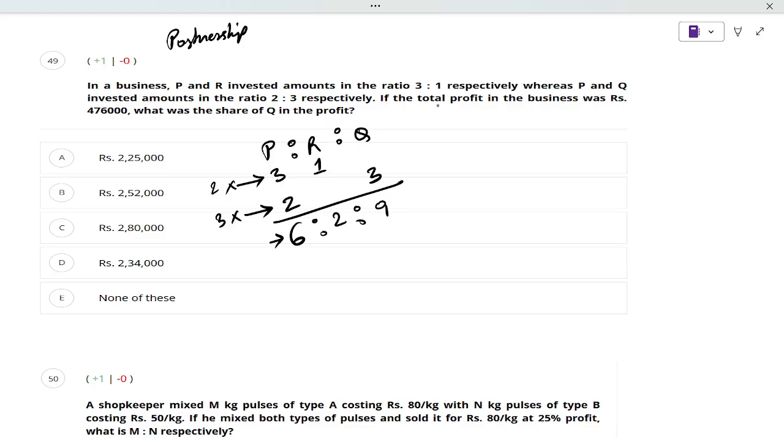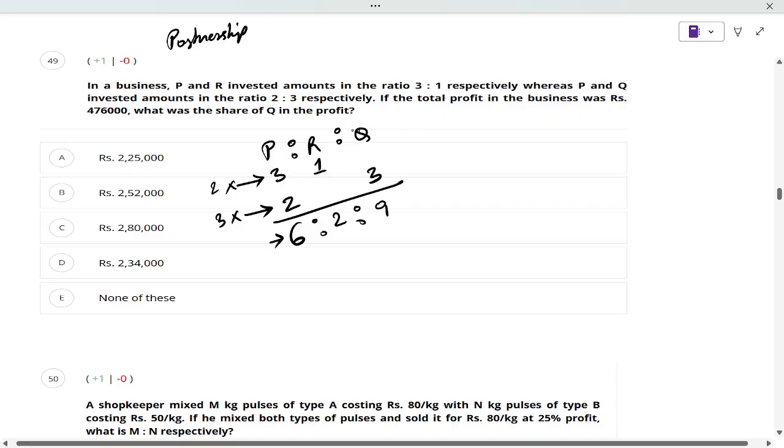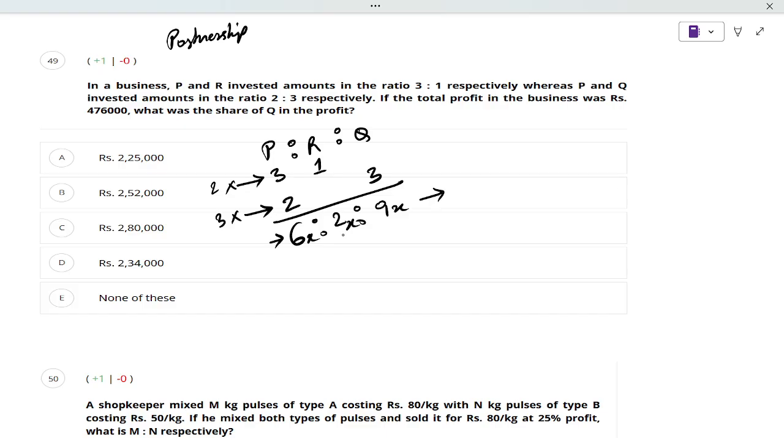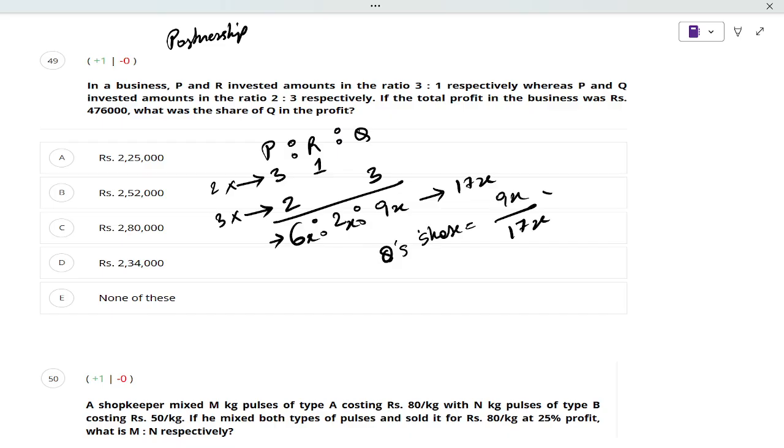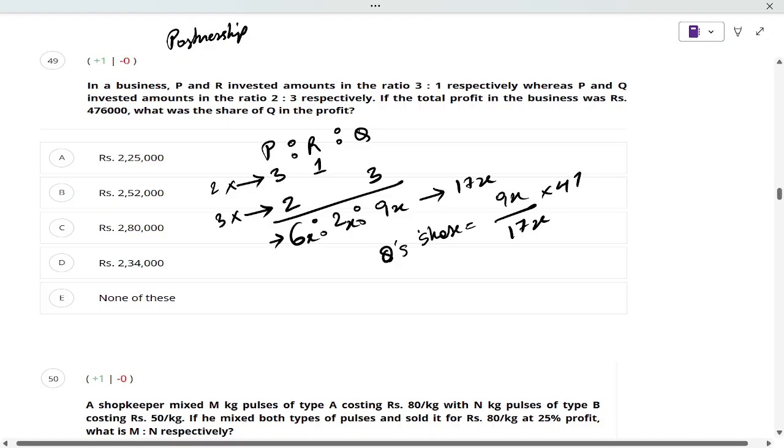Now they are asking us, if the total profit in the business was rupees 476,000, what was the share of Q? Let's take variable x again. The total is what? We have 6 plus 2 is 8, plus 9, that means 17x. They're asking us to find Q's share. So out of 17x, Q is 9x, from the total of 4,76,000.